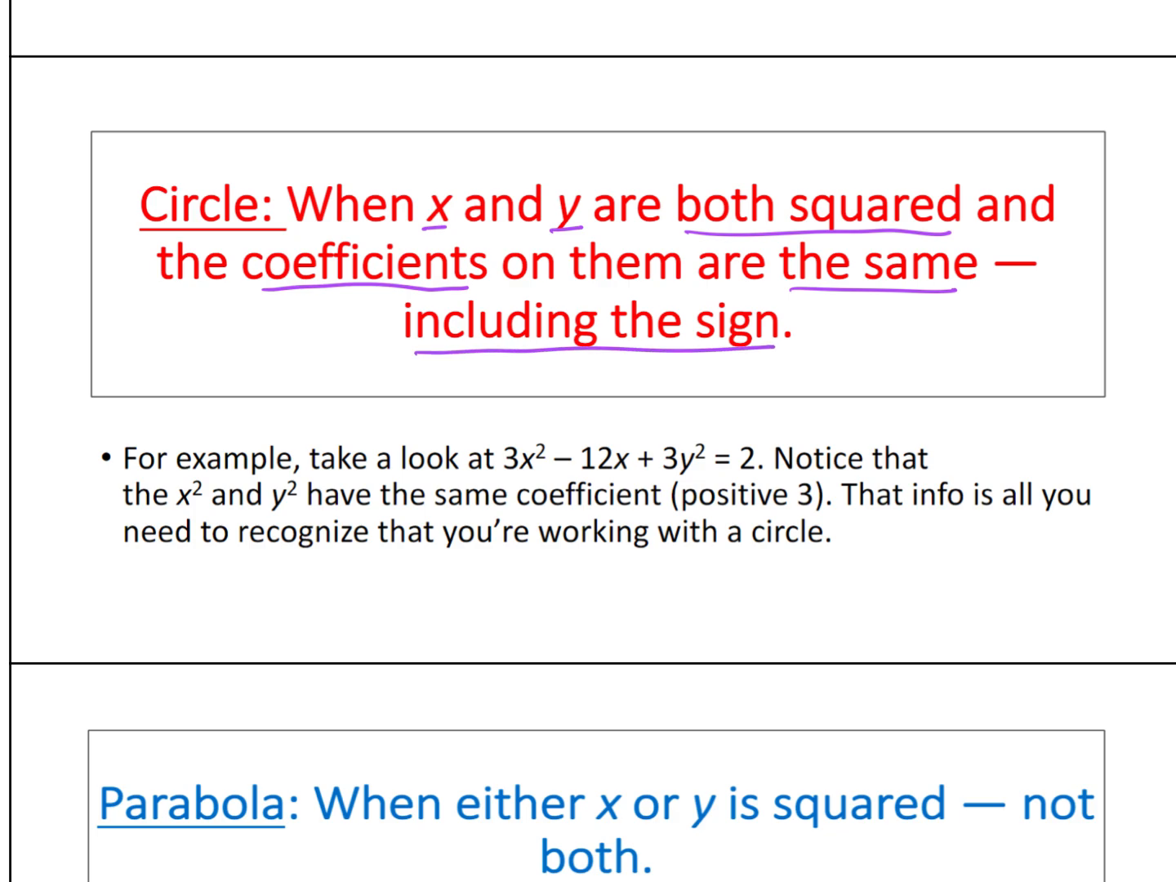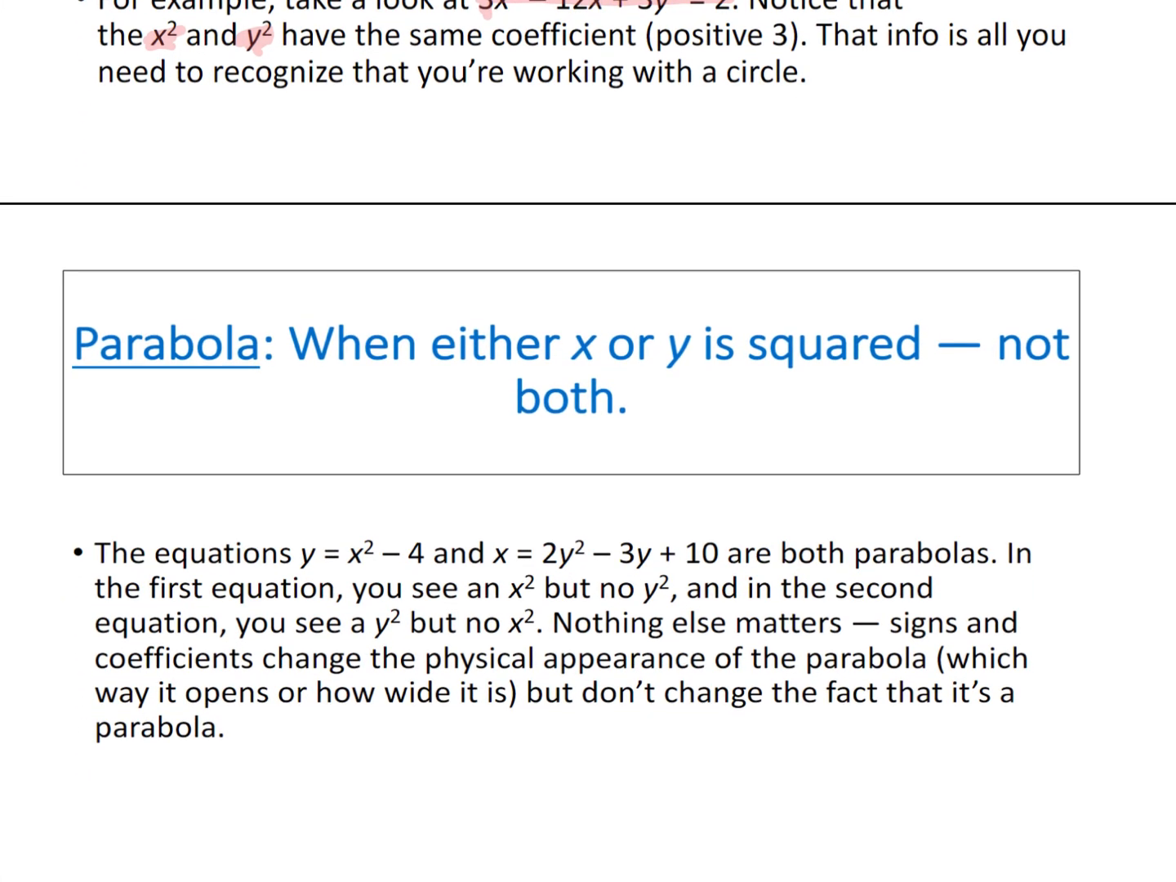For example, let's look at this example in here. Let's take a look at 3x squared minus 12x plus 3y squared is equal to 2. We can notice that the x and y are squared and they have the same coefficient. Both coefficients are positive 3. That info alone is all you need to recognize that you're working with a circle. Okay, the next one is the parabola.